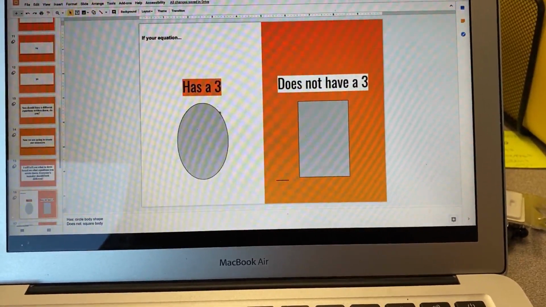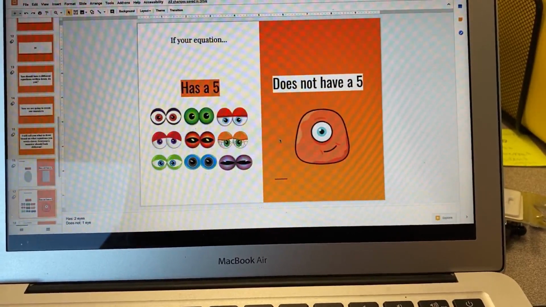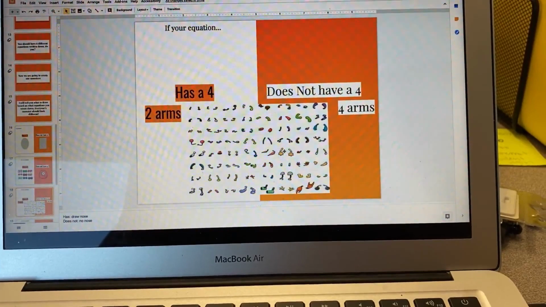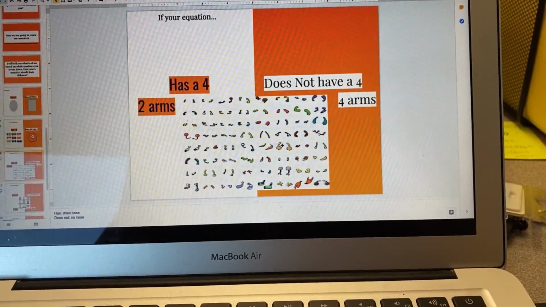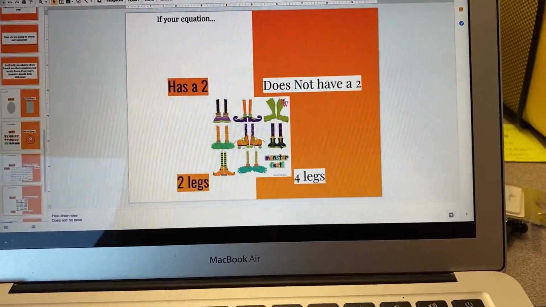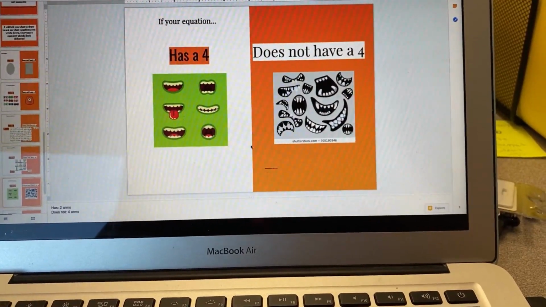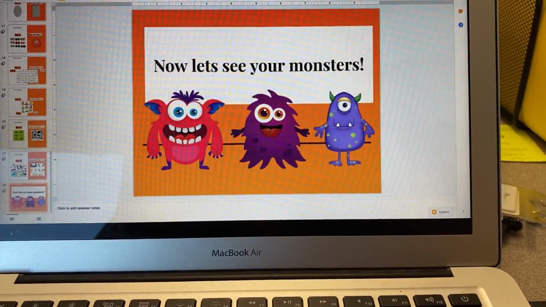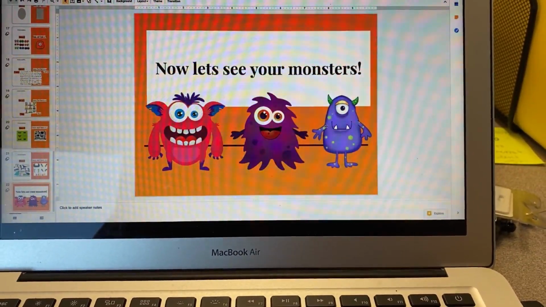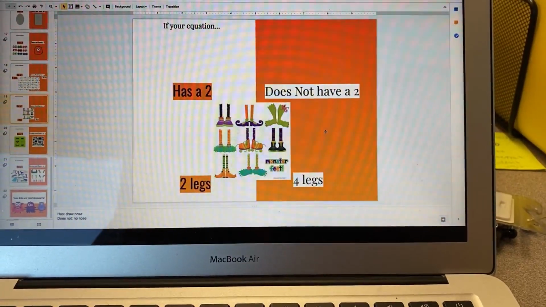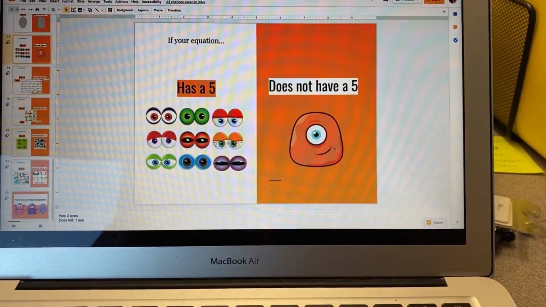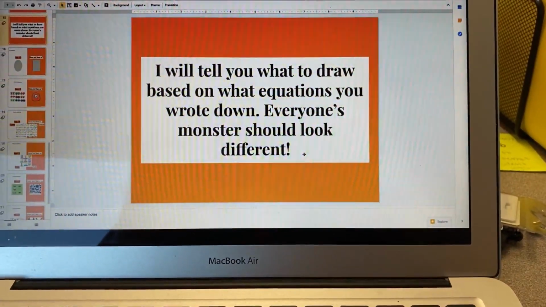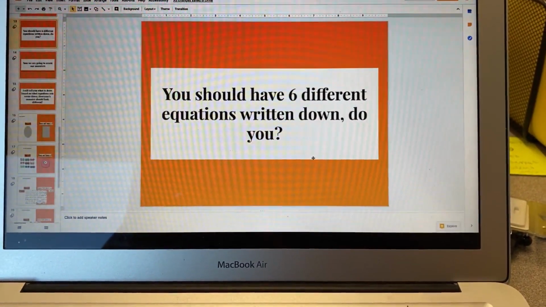So if it has a 3, it's a round shape. If it doesn't have a 3, it's a square shape. 2 eyes, 1 eye, 2 arms, 4 arms, and these are just monster arm ideas. I'm trying to hurry. 2 legs versus 4 legs, happy, scary, and then a tail or horns, and that's just that really quick slide. You just run through that with the paper, and it's really easy, but it's really good math fact practice when they're not focused on learning.